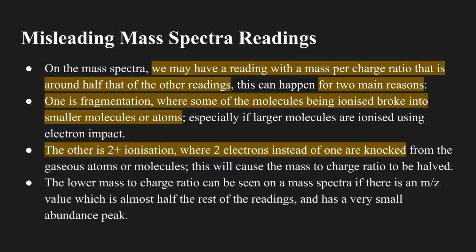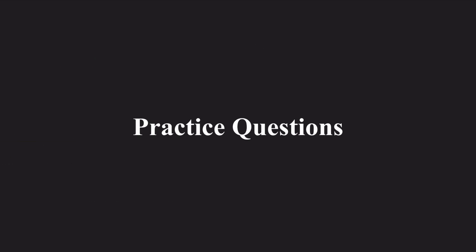The lower mass to charge ratio can be seen on a mass spectra if there is an m/z value which is almost half the rest of the other readings and has a very small abundance peak. And that's the key point here, very small abundance peak. These particular cases of fragmentation and 2+ ionization don't happen nearly as frequently as what is meant to happen, and that's just single ionization and ideally no fragmentation. So now it's time to answer some practice questions to put into practice what you've seen in this video.